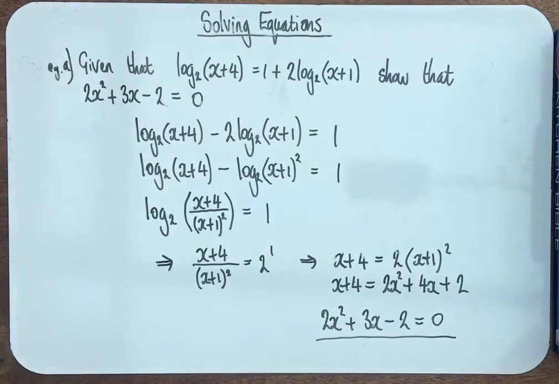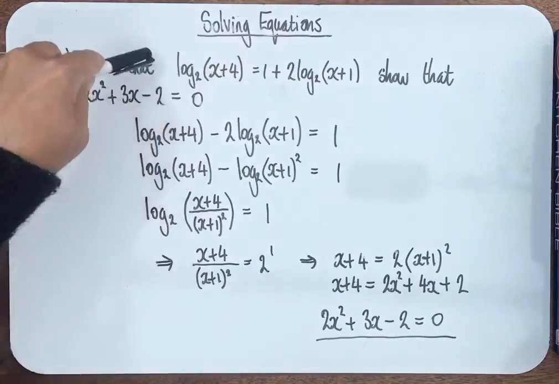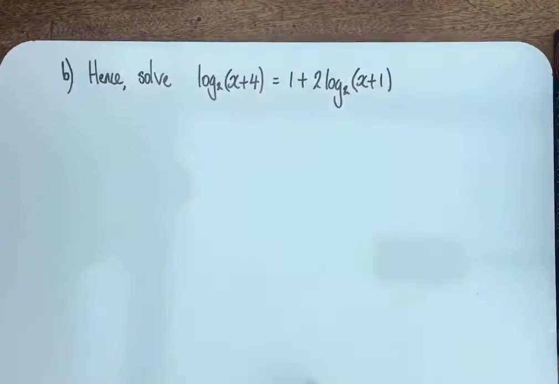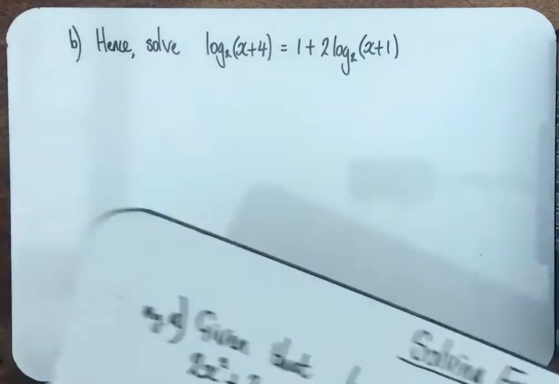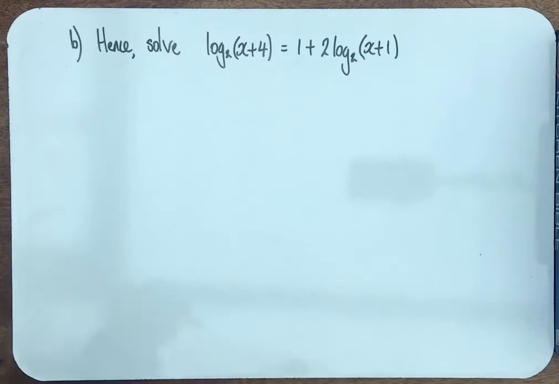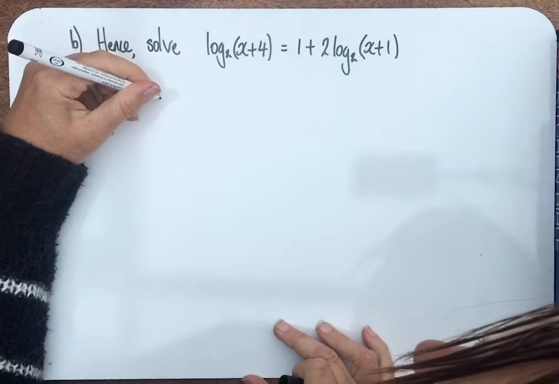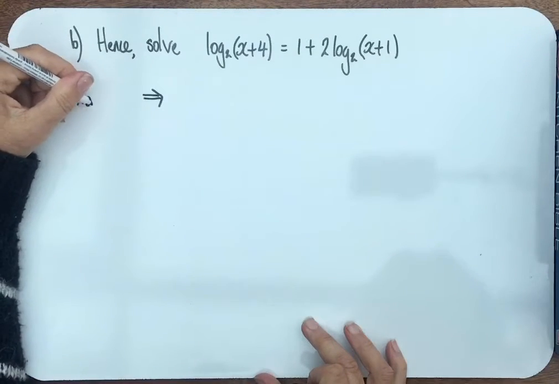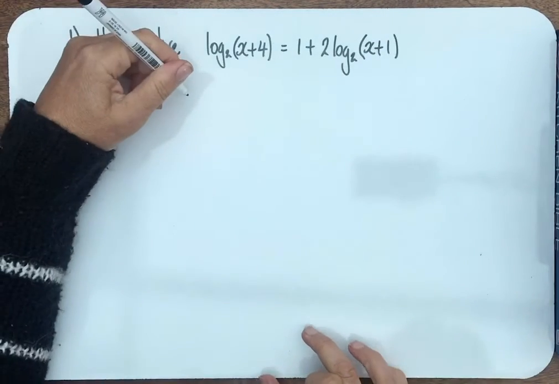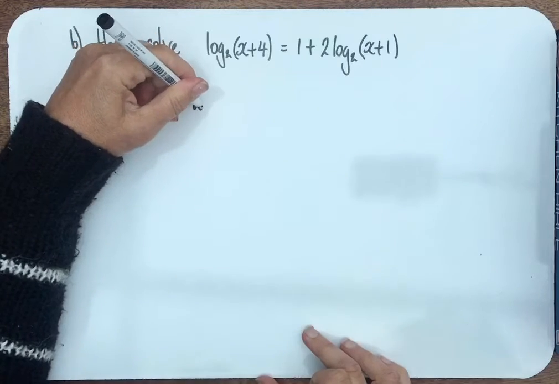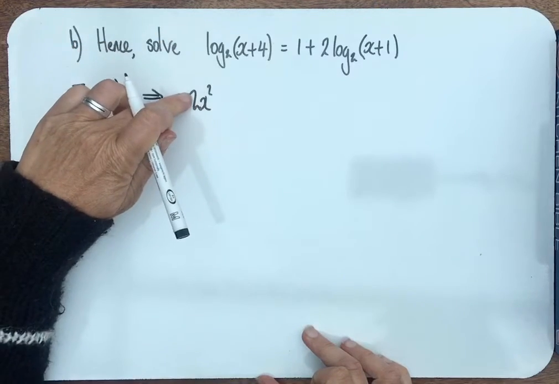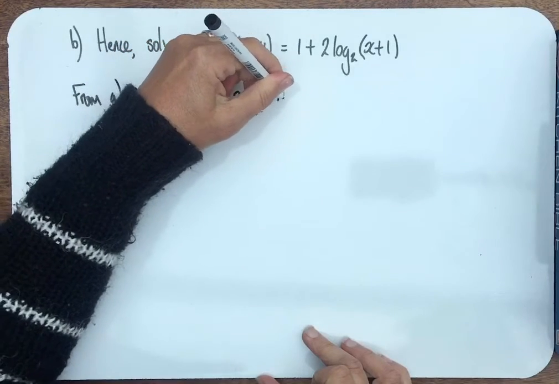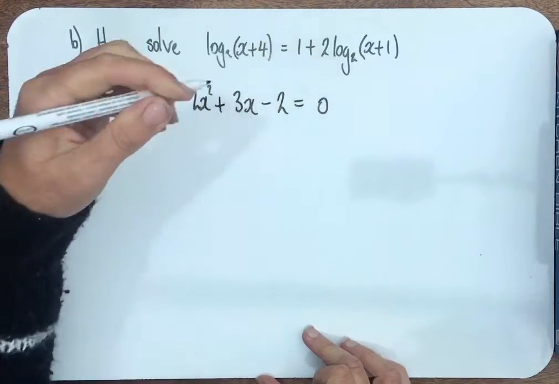Part B, we actually want to solve this equation, which on the surface seems really straightforward from there. There's just one thing you need to look out for. So from A, we know that 2x squared plus 3x take 2 has to equal 0.